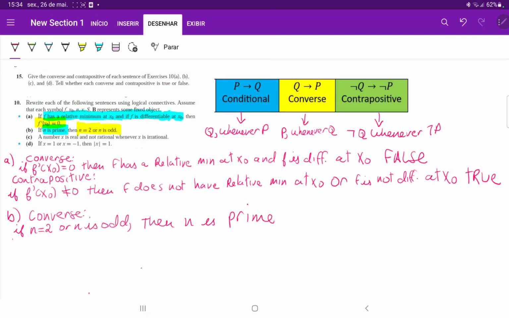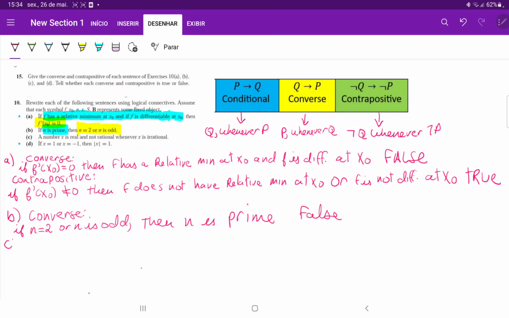Now let's see, is this true or false? Well, take n equals 9, right? If n is equal to 9, then the statement "n equals 2 or n is odd" is true, right? Because for a disjunction to be true, just one of them has to be true, and 9 is odd. However, 9 is not prime. So the statement here is false.